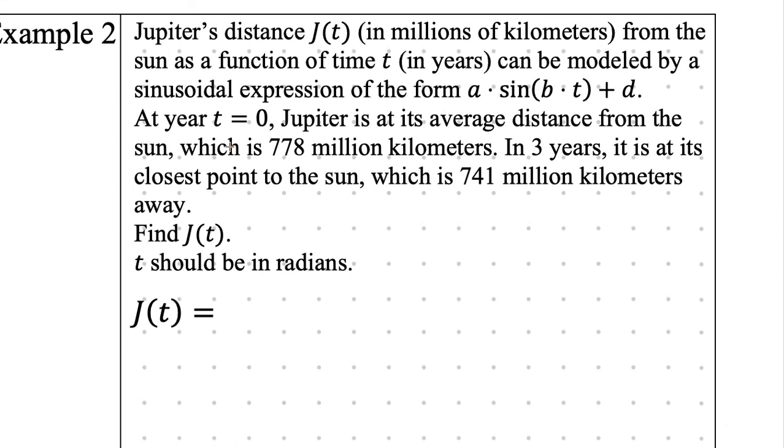I need another quiet raised hand to read. India. Jupiter's distance, J(t), in millions of kilometers from the Sun is a function of time, t in years, and can be modeled by a sinusoidal function of the form a times sine of (b times t) plus d. At year t equals 0, Jupiter is at the average distance from the Sun, which is 778 million kilometers. In 3 years, it is at its closest point to the Sun, which is 741 million kilometers away. Find J(t). t should be in radians.